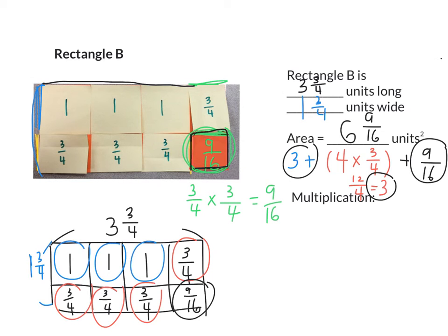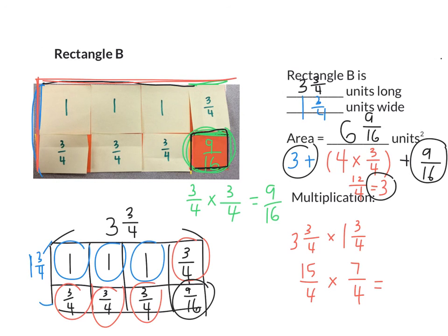Now let's check it using what we know. Let's verify it using what we know about multiplication. Well, we know area is length times width. So what's my length? 3 3/4. Okay. I have to multiply it by my width. What's my width? 1 3/4. Okay. Are those improper fractions or mixed numbers? So what do we need to do? Change them to improper fractions. Good. 3 3/4 is what improper fraction? 15/4. Okay. 1 3/4 is what improper fraction? 7/4. Now we can multiply.